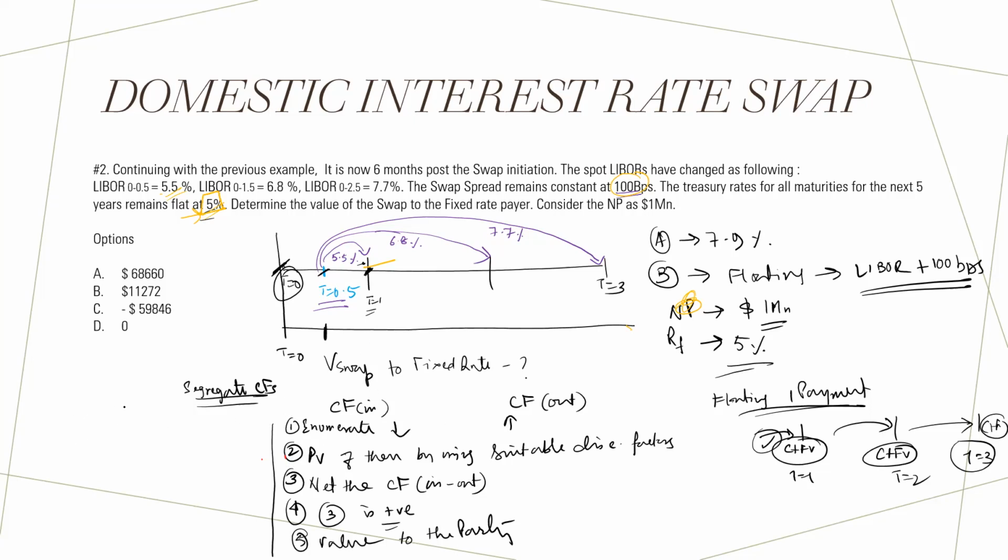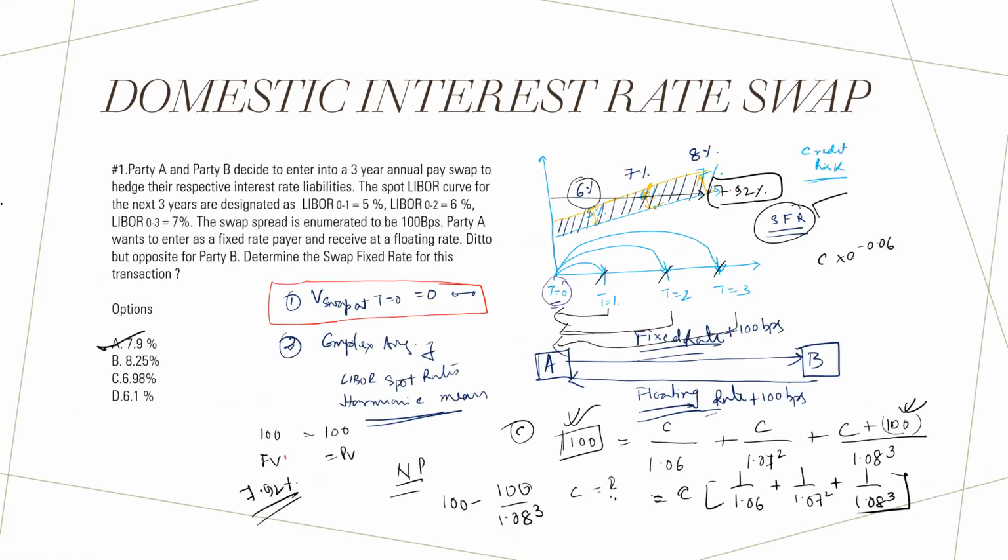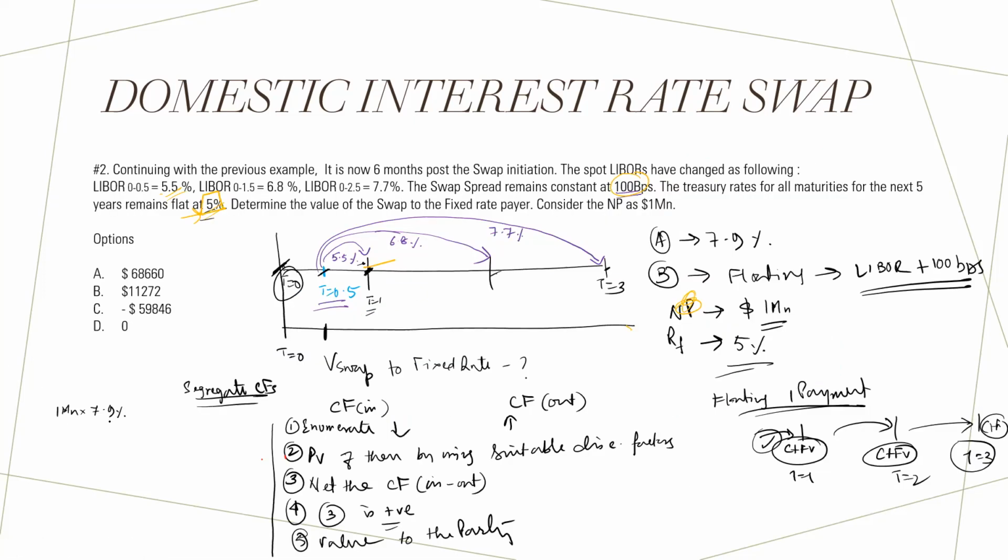So how many cash flows is he making? He's making one cash flow here, one here, and one here, right? And what is that cash flow in dollar terms? Well, it's going to be 1 million into 7.9%. That is the swap fixed rate that was determined in our last slide. Which happens to be close to around 79,000 USD. So he's going to make 79,000 USD here, 79,000 USD here, and then 79,000 USD here, plus the notional principal, which was the face value. So these are the payments that he will be making.